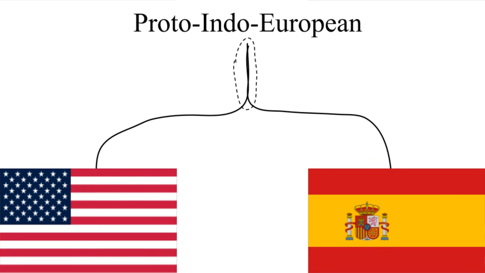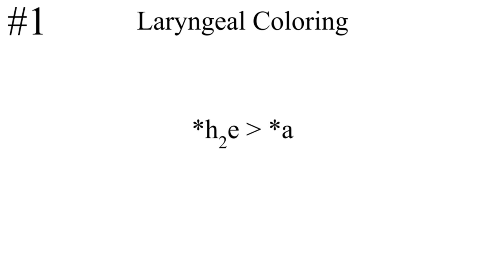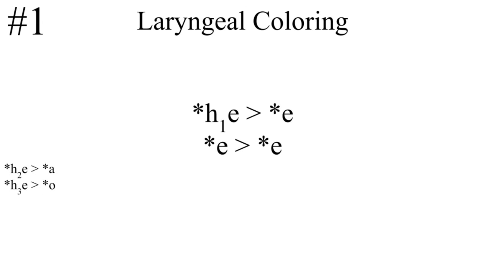The first steps are the common ones that happened in a lot of Proto-Indo-European languages: coloring of laryngeals. Of the three vowel qualities, E grade is the most common and sort of the default, and it changes into a when next to an h2 and o when next to an h3. H1 is oftentimes referred to as the E coloring laryngeal, but it doesn't have any effects on other vowels, so it's really just the nothing laryngeal.